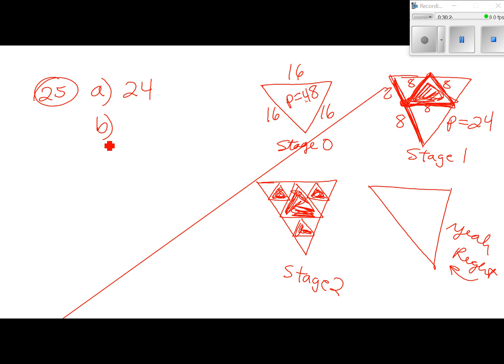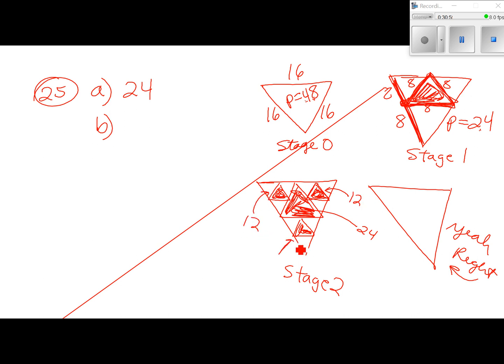Part B says, what is the total perimeter for all the shaded triangles in stage 2? If we look at this one, we already know that this triangle has a perimeter of 24. If this perimeter was 48, this perimeter was 24, then what's happening each time is the perimeter is going down by half. So the perimeter of each one of these little shaded ones would be 12.